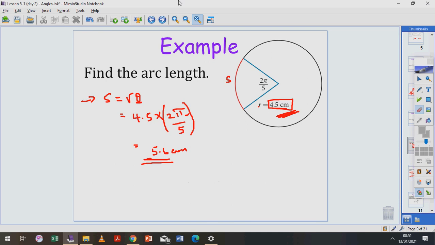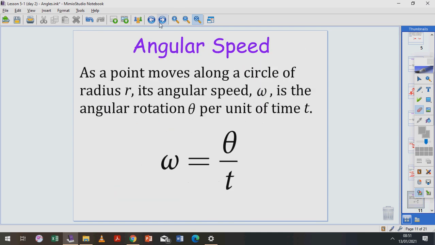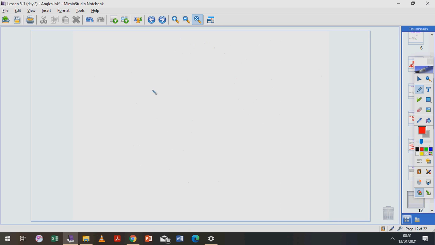Okay, let's talk a little bit about angular speed, and the physics people will be celebrating here. We have angular speed. So imagine a disk, right? Or a turntable, or anything that spins. I'm imagining a disk, it's spinning.